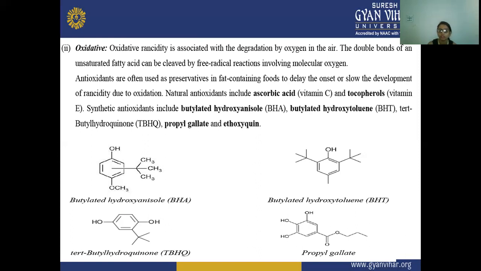The natural antioxidants are ascorbic acid and tocopherol, that is vitamin E. Synthetic antioxidants include butylated hydroxyanisole, that is BHA, butylated hydroxytoluene, tertiary-butyl hydroquinone, or propyl gallate, and ethoxyquin. These are the structures of BHA, BHT, TBHQ, and propyl gallate.